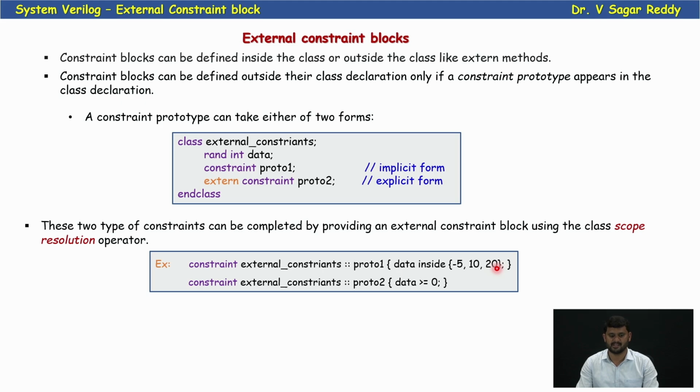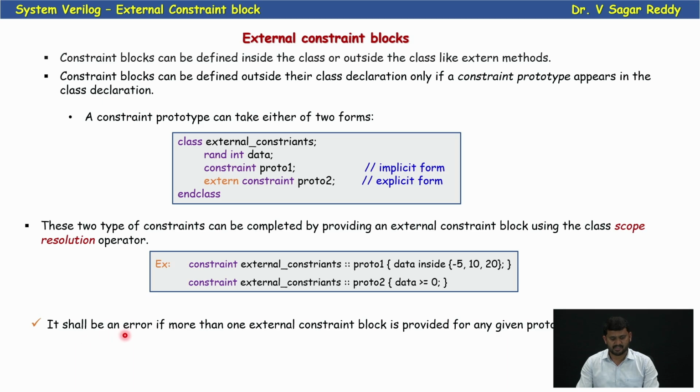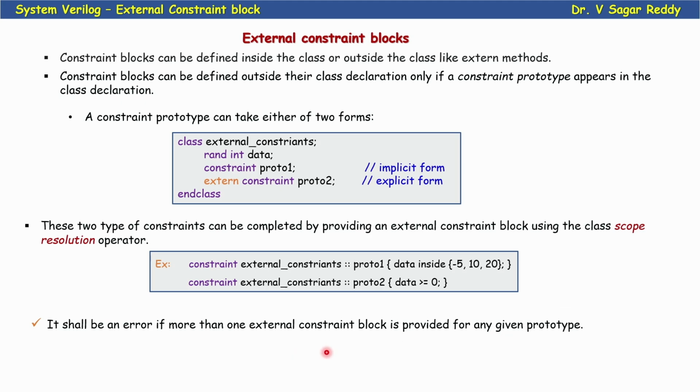We write some expression here. So we can write it like this. This is the constraint: the class name, scope resolution operator, the constraint identifier, the constraint name, and some expression. It shall be an error if more than one external constraint block is provided for any given prototype. So if there is more than one external constraint block for a prototype, we get an error. In the class, we have only one external constraint block for a given prototype.